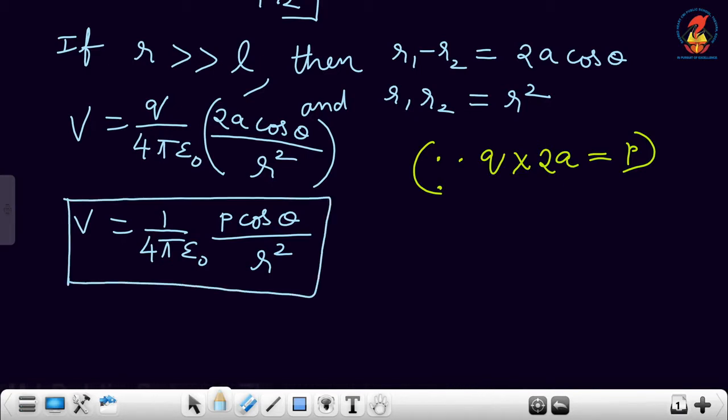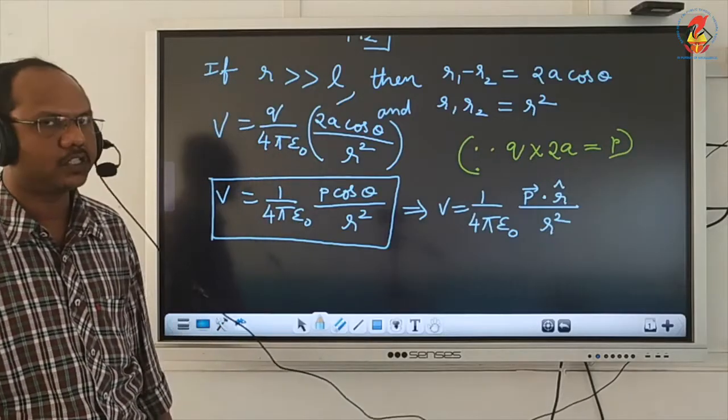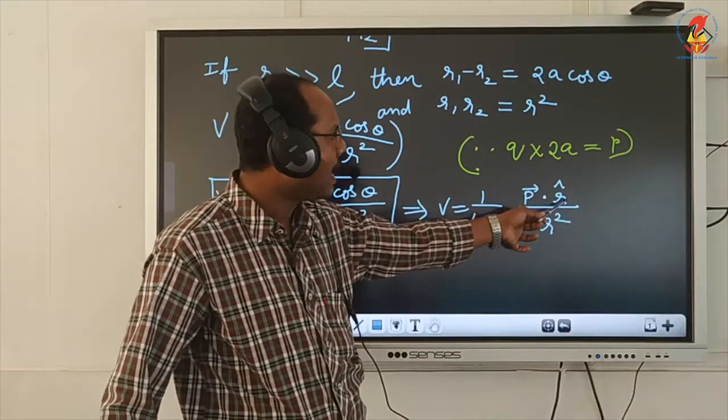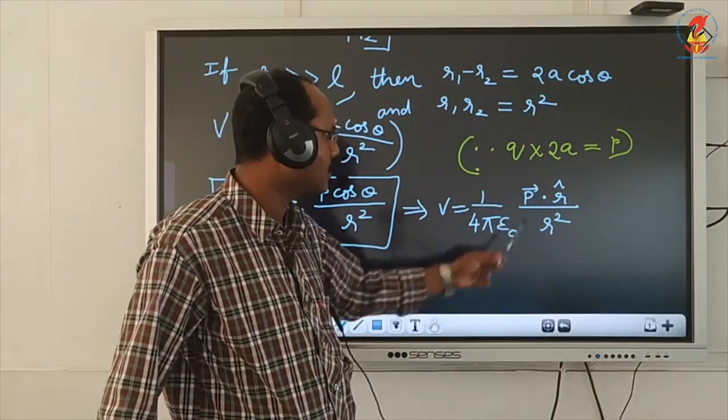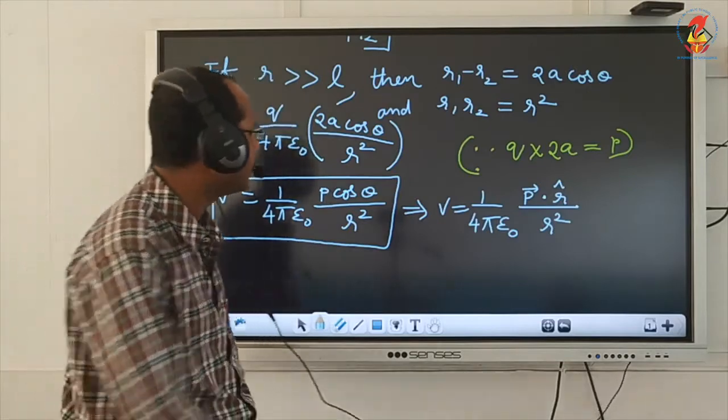This equation can be written in the vector form as V is equal to 1 by 4 pi epsilon 0 vector P dot R cap divided by R square. This is a vector representation. So I just put R cap, which is the unit vector. So P dot R cap is P cos theta.